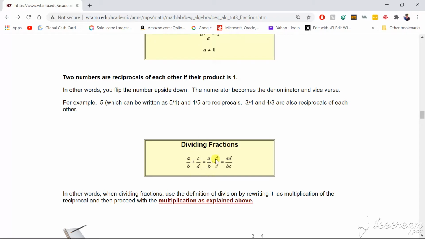Now this is D over C, which will equal, straight across, A over D, and straight across, B over C.